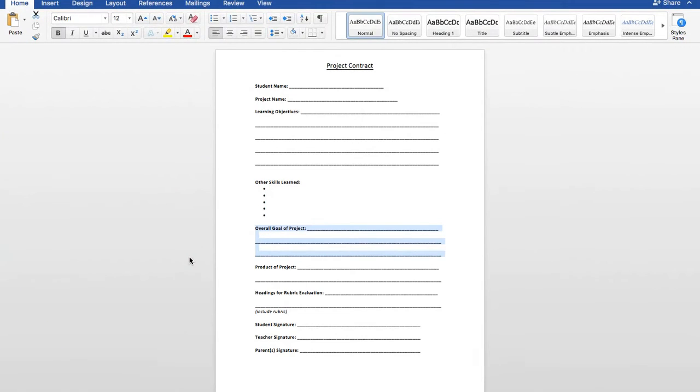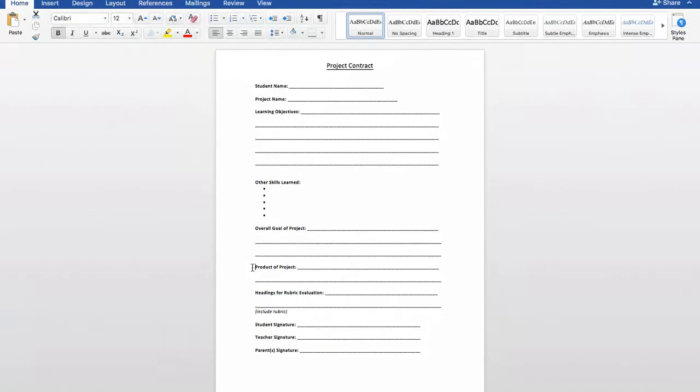But then when we have conversations, we look at this goal. So if they say their goal is to get an A on the project, and we're taking a look at where they are in the process, and they're not doing things that are going to lead up to an A or high quality product, then we'll have conversations about that.